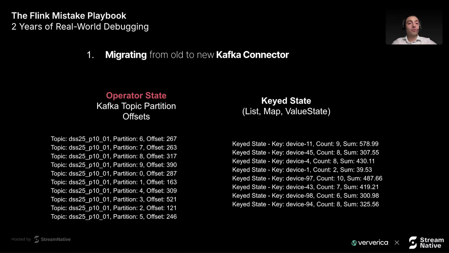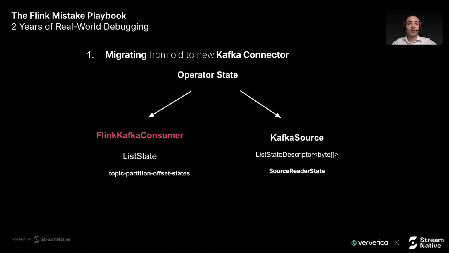So what we are focusing on in this talk is when our operator state gets a high volume. That's what causes the inline metadata file to get too big. When we focus on our operator state, we of course have the old operator state, from the Flink Kafka consumer, which has an object of topic partition offset state objects. And then the new Kafka source API, which is named KafkaSource, has a ListStateDescriptor object. The object name is source reader state.